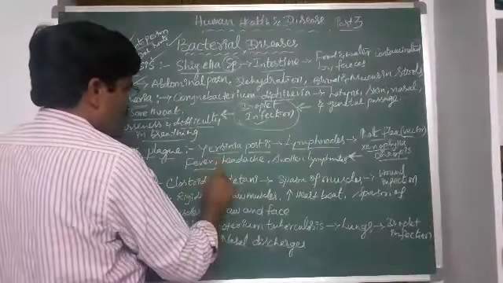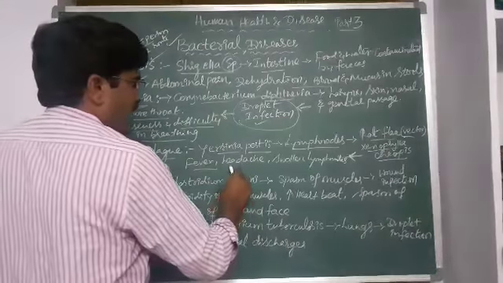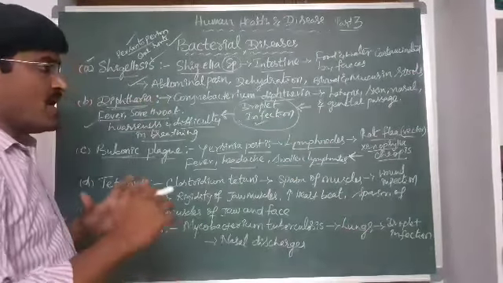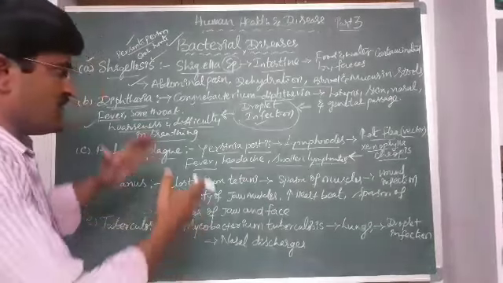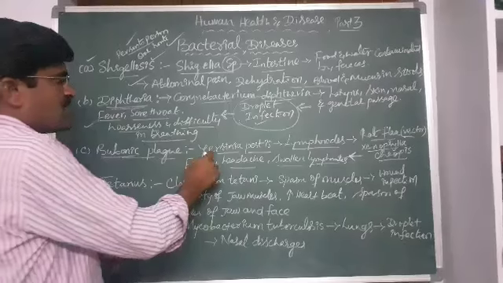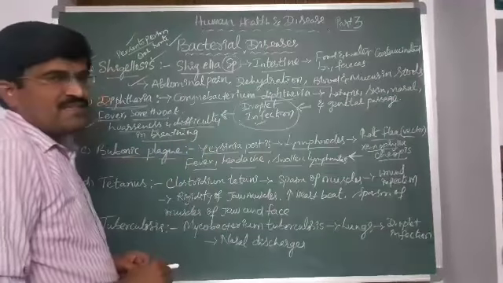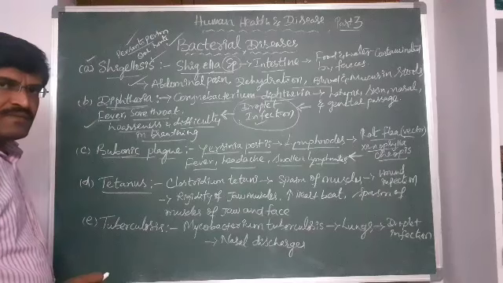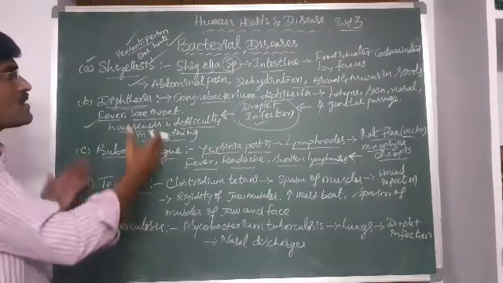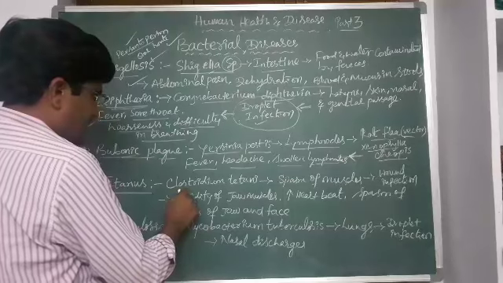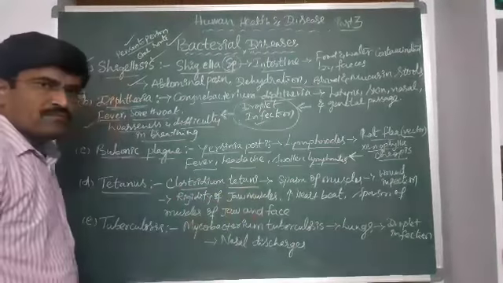What are the symptoms you observe? Fever, headache, and swollen lymph nodes. The swelling of the lymph nodes is what we observe in our body because of the bubonic plague caused by Yersinia pestis. And D is tetanus. It is also one type of bacterial disease. They are all under bacterial diseases, and the causing agent is Clostridium tetani.